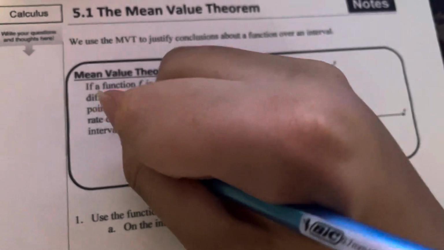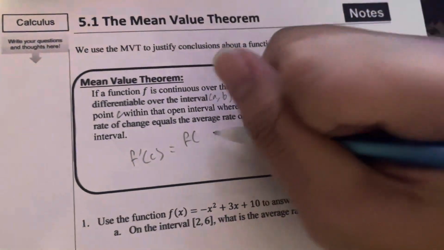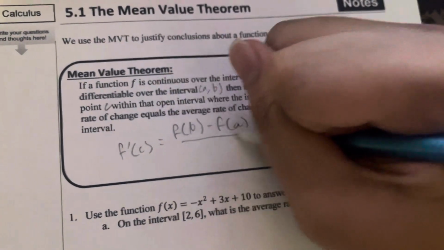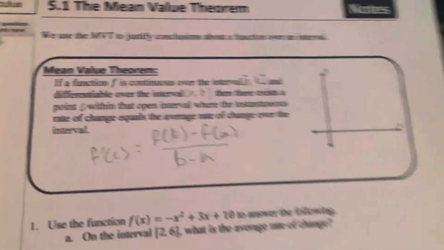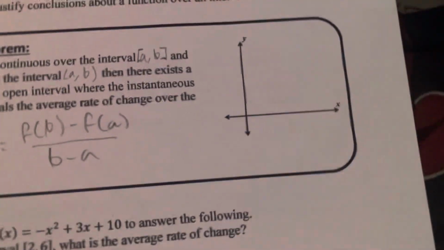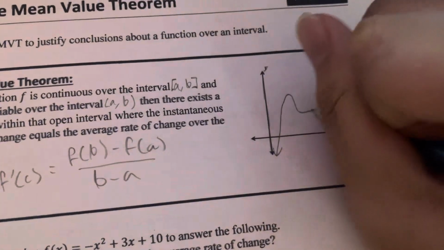The formula is f prime of c equals the average rate of change formula, which is f of b minus f of a over b minus a. And on the graph, just to draw a representation, we'll draw this formula.